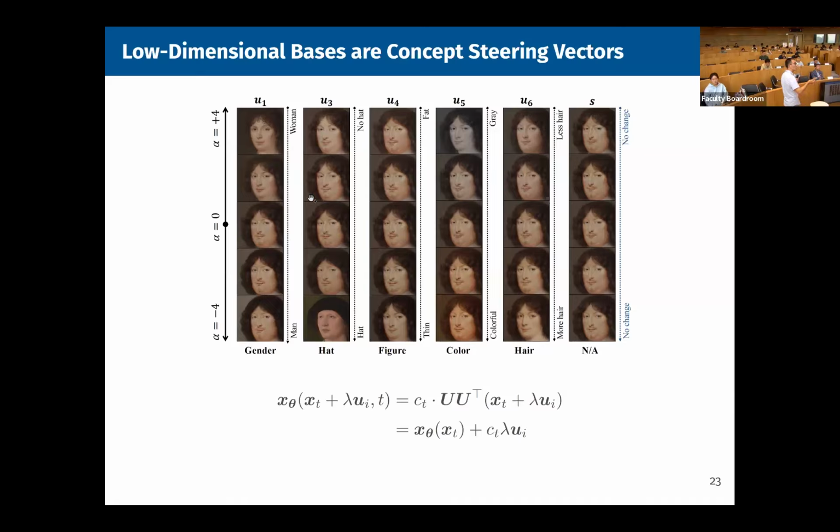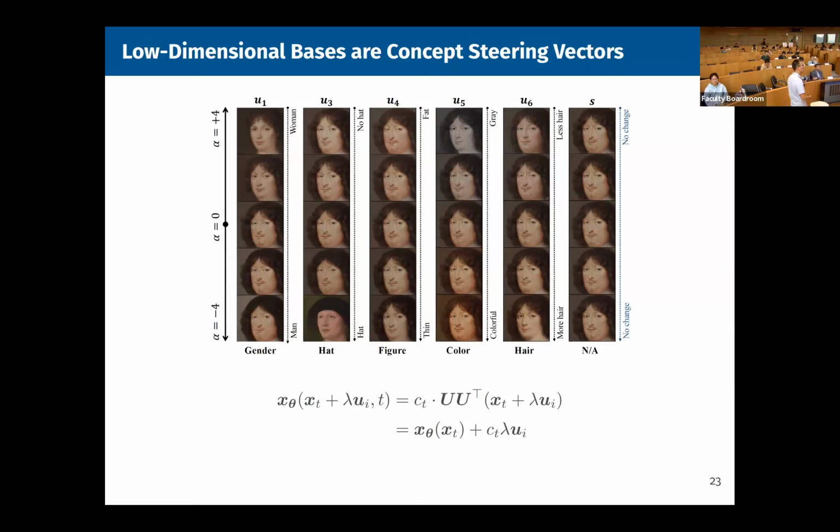For example, you can use one component, U1, to steer the gender, and if you change the strength, where the alpha is denoting the, sorry, I made a mistake, alpha should be lambda here. Essentially, if you change the strength, it will linearly steer your output.